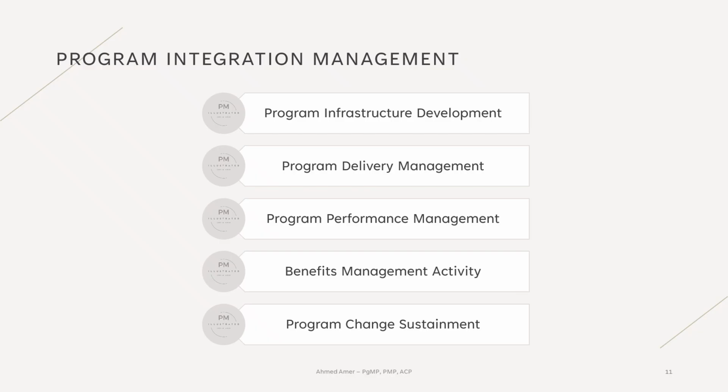Program change sustainment links program closure to ongoing operations by integrating benefits, ownership, funding, and performance measures into the wider organization. Program change sustainment plan falls under integration because it requires coordinating change activities across the full program lifecycle, from transition to post-closure operations, ensuring all elements such as projects, stakeholders, risks, and benefits align for lasting impact.